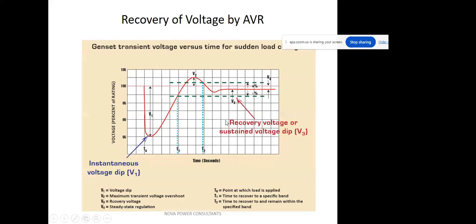Transient switchings are there. Ultimately, for AVR, whether for machine or for the man, this part is very necessary. Whenever there is a voltage dip in the system, it has to be recovered within this time. If the time period is exceeded, the AVR fails and the generator is not able to develop the voltage. It is not able to recover the voltage. That's why it is called a recovery time. This is a recovery time. This is a recovery level.